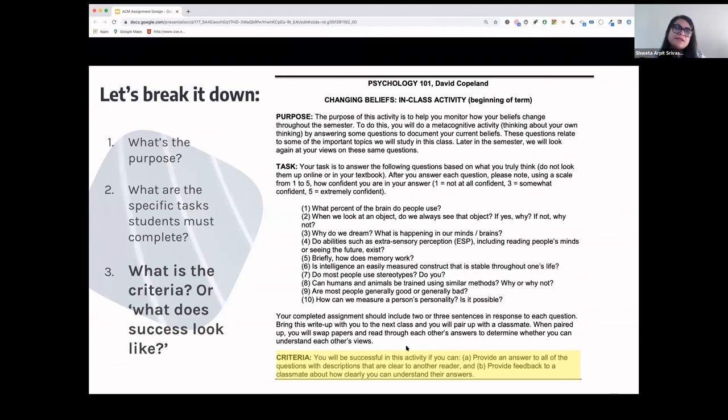So establish a timeline for the students in terms of when they are supposed to submit these assignments to you. Then also establish a timeline for yourself in terms of when you will be able to turn it around after grading, and when will you be able to provide feedback.